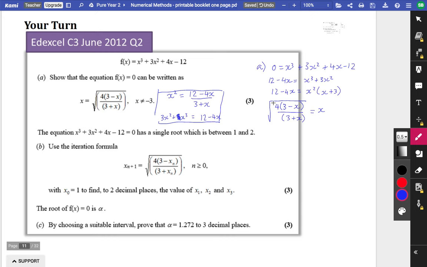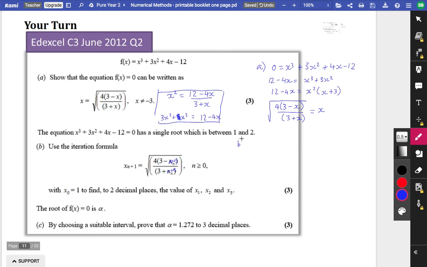So this is quite hard to do just by guessing, so you might like to actually start rearranging this one to see how it looks like this one here. Okay, it says that it has a single root which is between 1 and 2. They're not asking us to prove that it's between 1 and 2 though. So use the iteration formula, x of n plus 1 equals square root of 4 brackets 3 minus xn over 3 plus xn. So these two bits here are where you're going to be putting into your calculator the answer button, okay? x0 equals 1. Find to 2 decimal places the value of x1, x2, and x3.